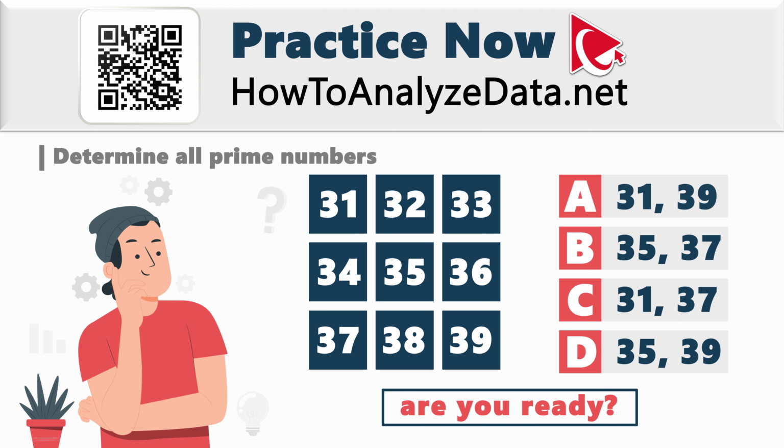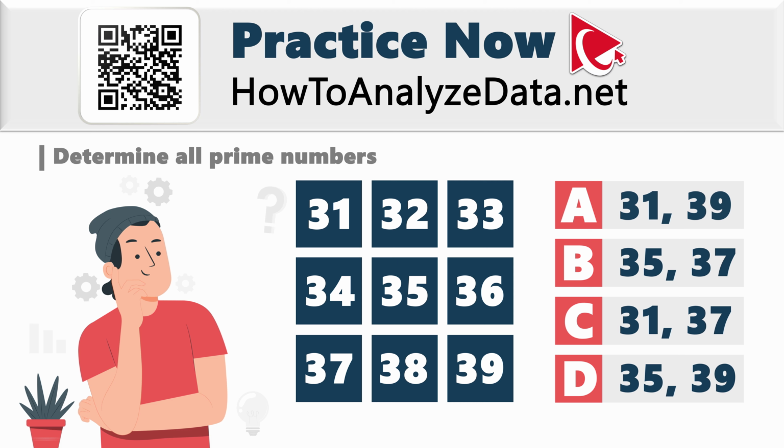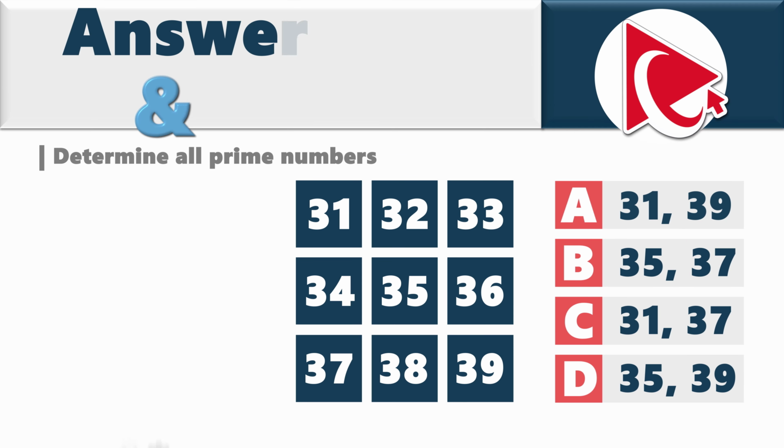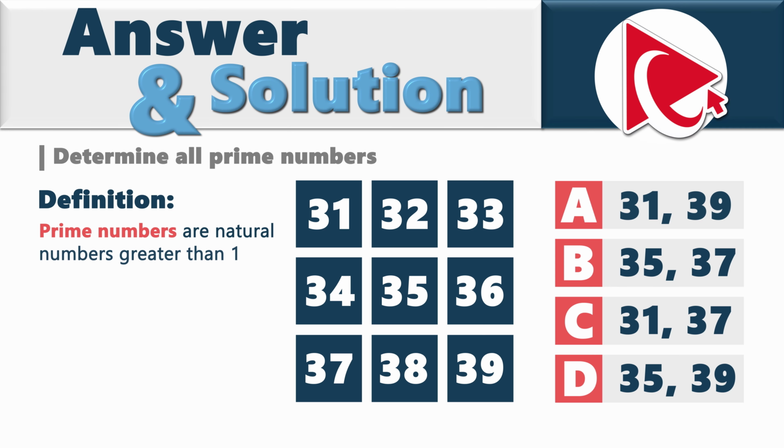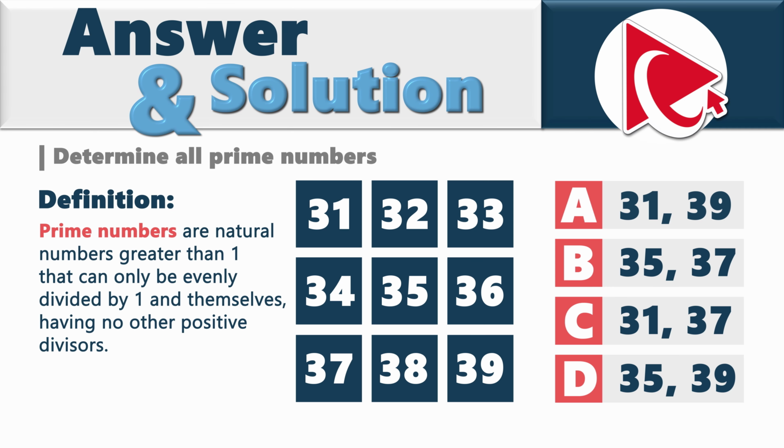Are you ready with your solution? I hope you are, so let's move forward and compare our versions of the answer. Let's first understand what the prime numbers are. Prime numbers are natural numbers greater than 1 that can only be evenly divided by 1 and themselves, having no other positive divisors. The simple prime numbers are 2, 3, 5, 7, 11, and then you continue going up.